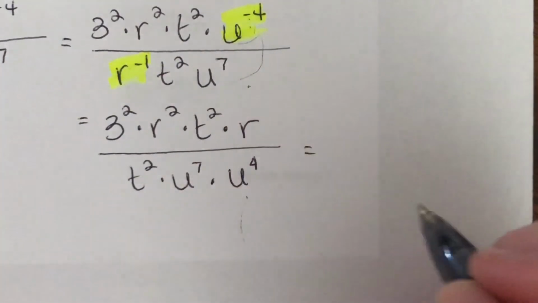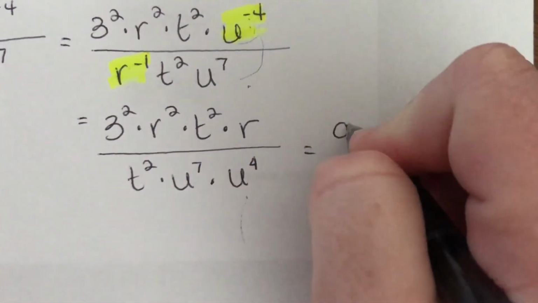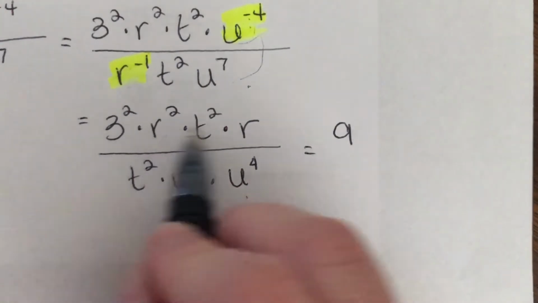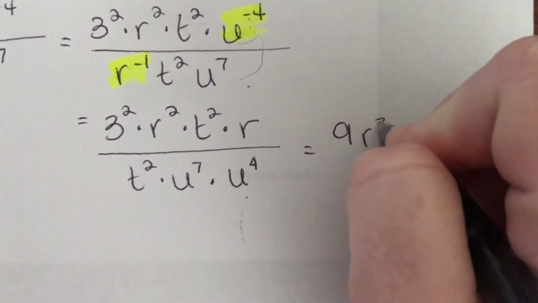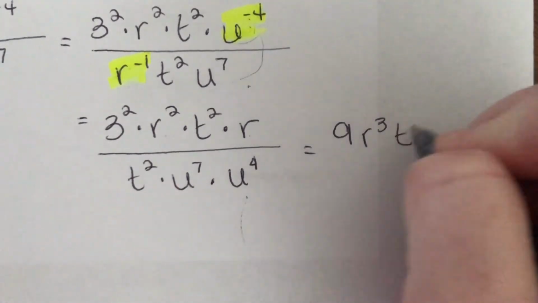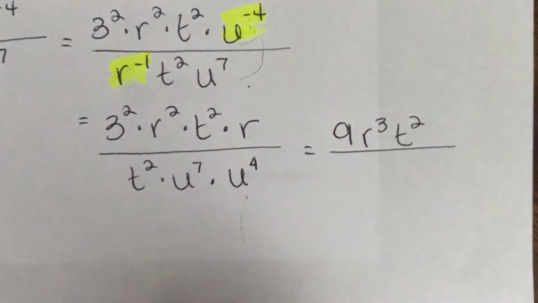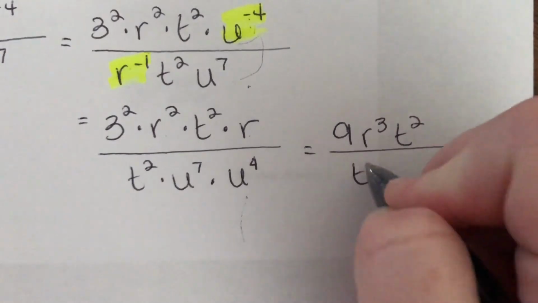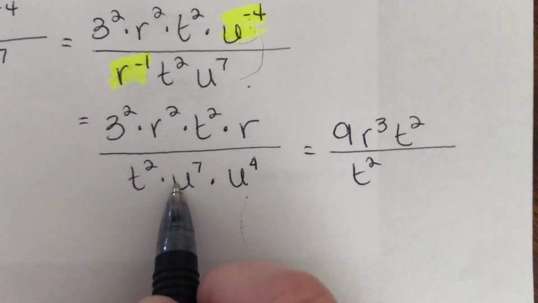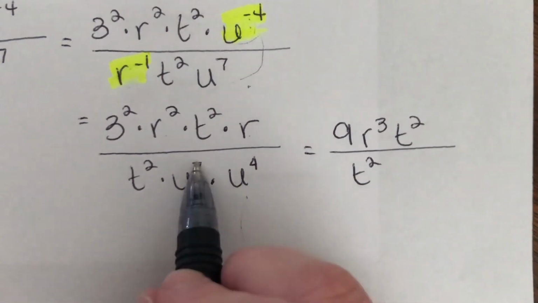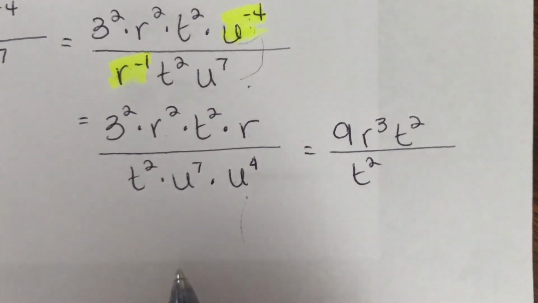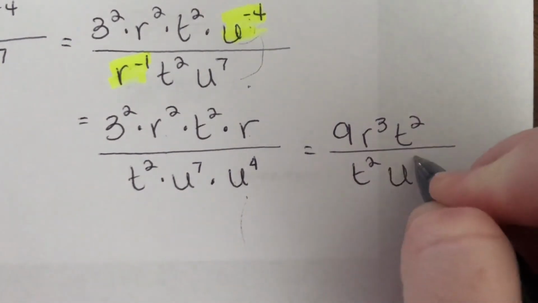And keep going this way. 3 squared is 9. R squared times r, when I multiply bases, I add exponents. That's r to the 3rd times t squared all over. And then on the bottom, I've got t squared. And then u to the 7th times u to the 4th. When I multiply bases, I add exponents. 7 and 4 is 11. So that's u to the 11th.